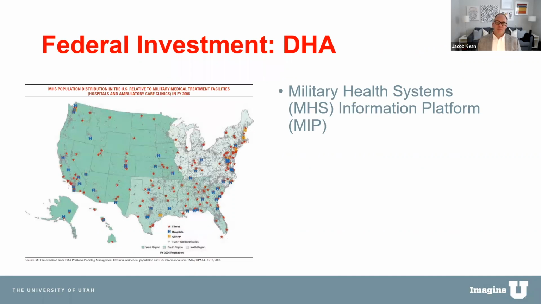Another large health system is the US military health system, which serves approximately 9.5 million beneficiaries. The graphic on the left depicts hospitals and ambulatory clinics that compose the MHS. Like VINCI supports operations and research use of VA data, the Military Health System Information Platform, or the MIP, supports the use of MHS clinical data.